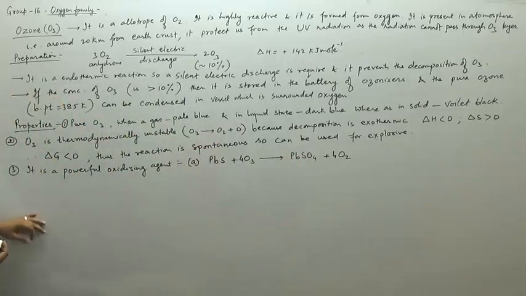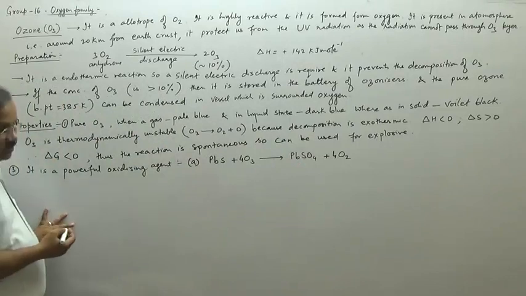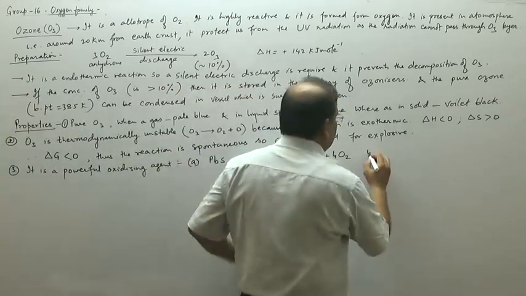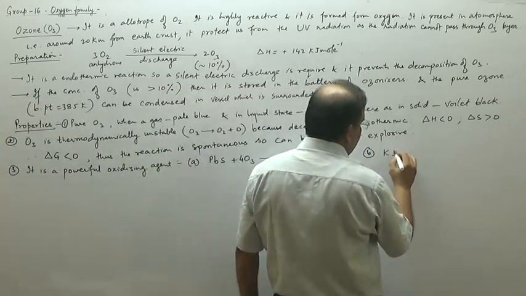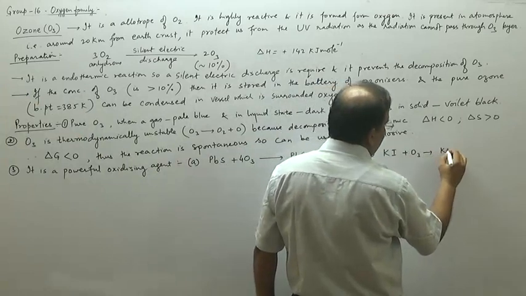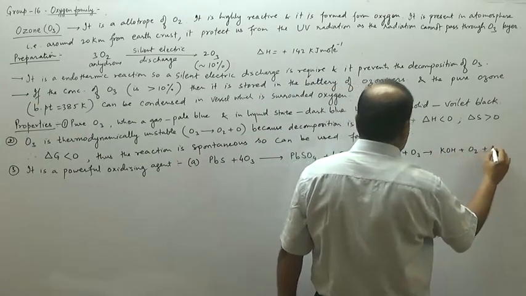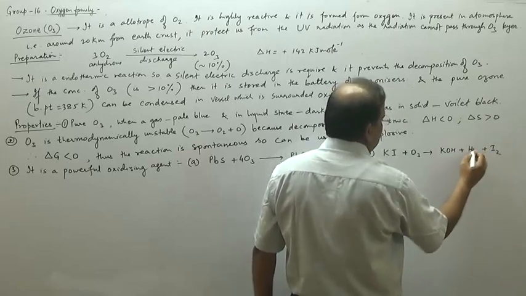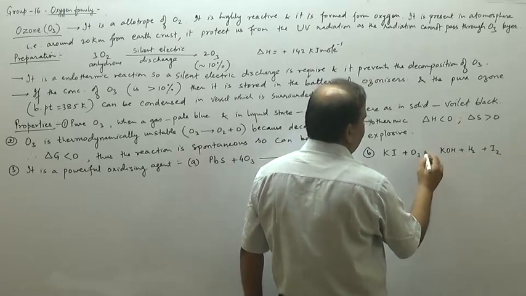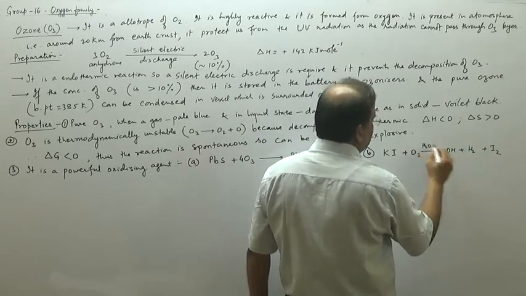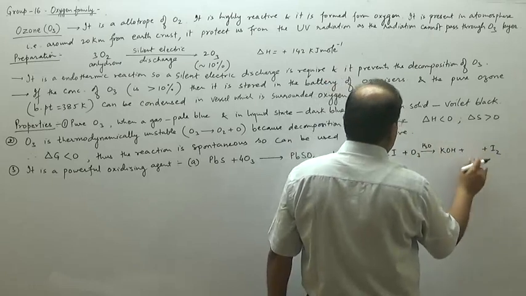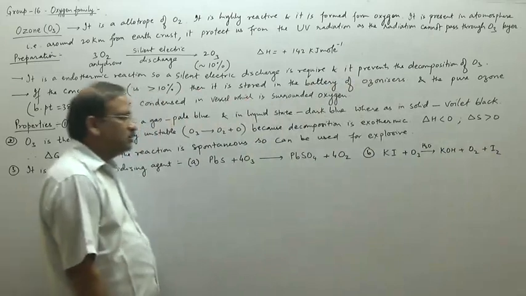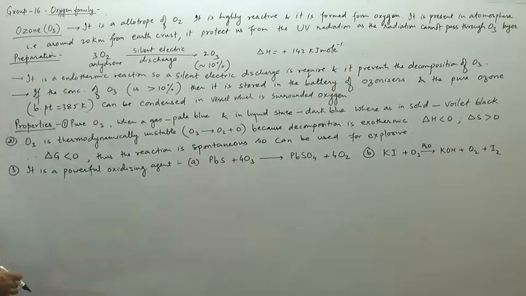Even ozone reacts with KI, that is, potassium iodide. If we react ozone with KI in presence of aqueous solution, H2O, it gets converted into KOH plus O2, and the iodine is liberated in this case. So KOH is formed, I2 is formed, and O2 is formed. That is how we can write the reaction of KI.